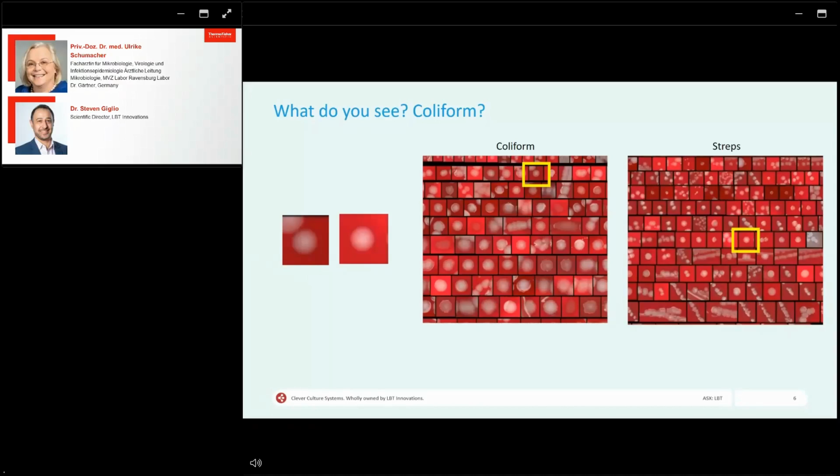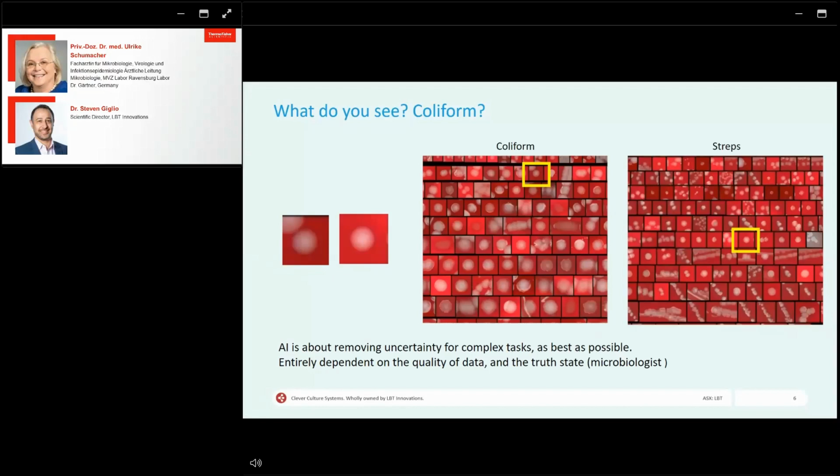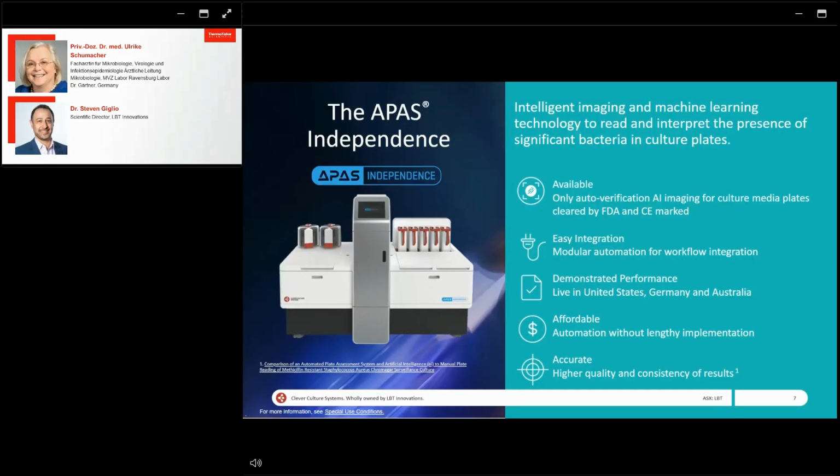So AI is here to help. It's not here to take our jobs or anything like that. And certainly what we've developed here at CCS is the APAS Independence, which is definitely an assistive technology.